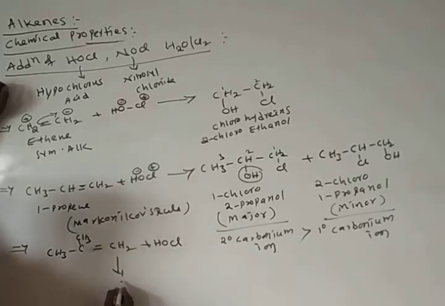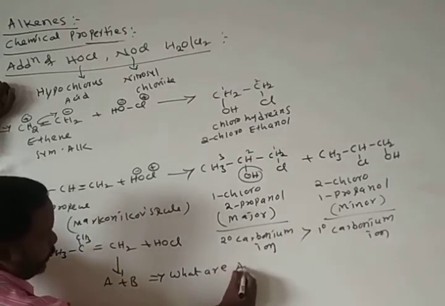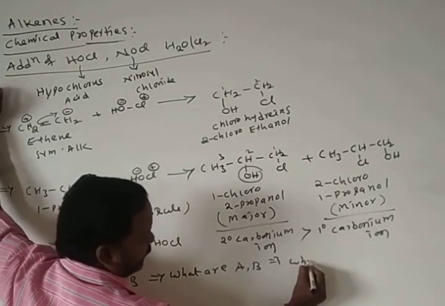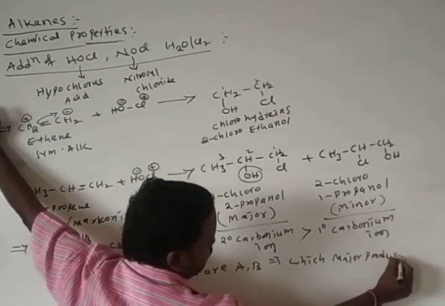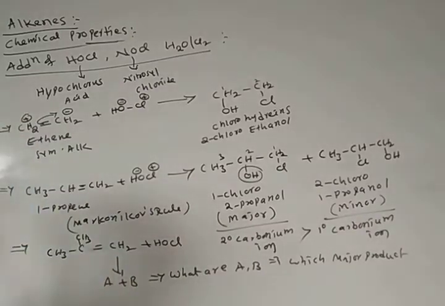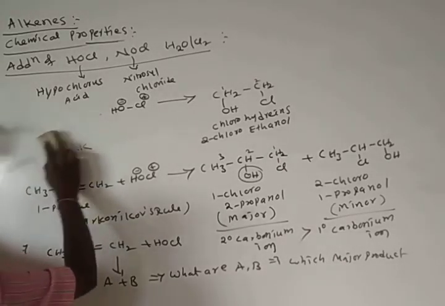What is the product and which is major? A plus B are formed. What are A and B? And identify the major product. This is about the reaction with HOCl. Reaction with HOCl always follows the Markovnikov rule only. This is a compulsory question, an important question from the NEET or CET point of view. Then in continuation, we'll see one more reaction.